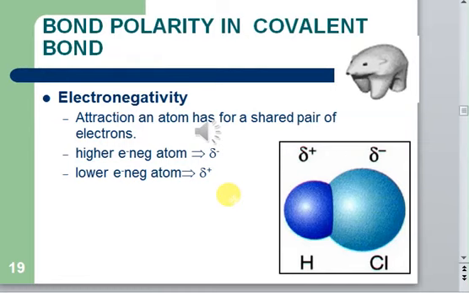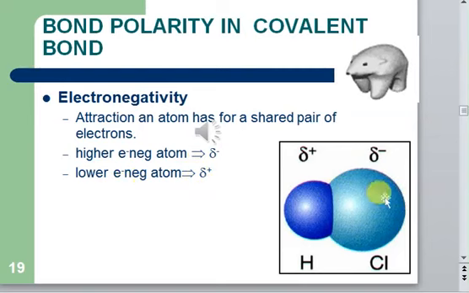So if an atom is electronegative, then that atom will tend to attract the electronic density toward itself more. Right? So the higher the electronegativity of an atom, the more partial negative charge it will create. And the lower the electronegativity of an atom, the more partial positive charge it will create.